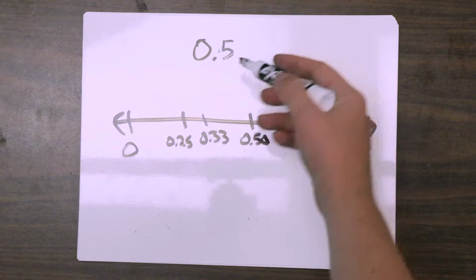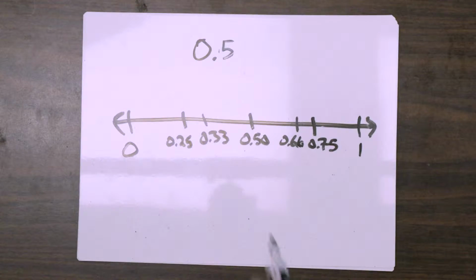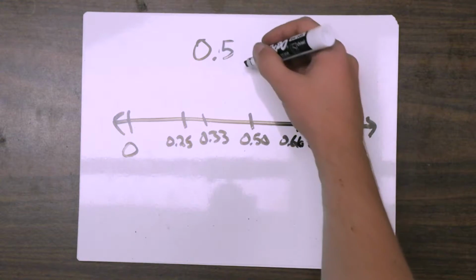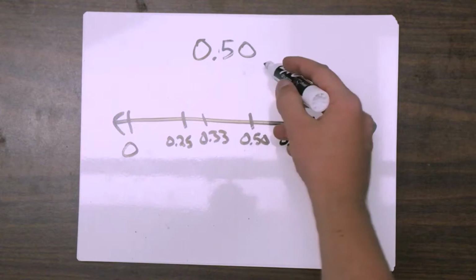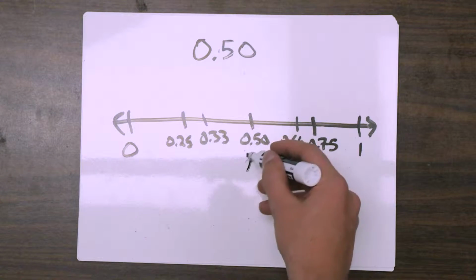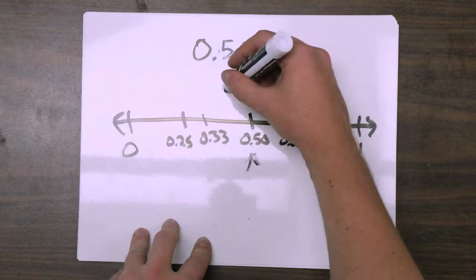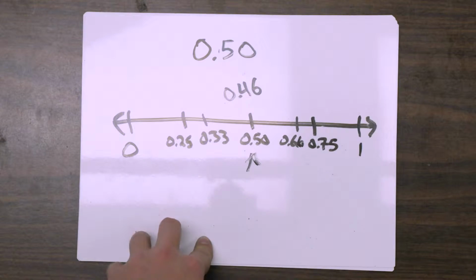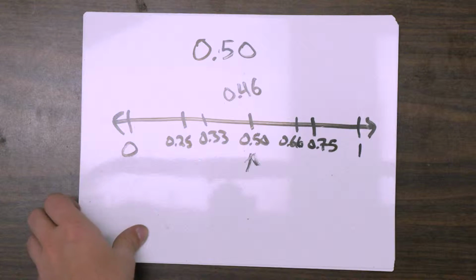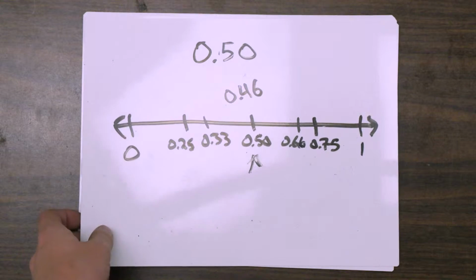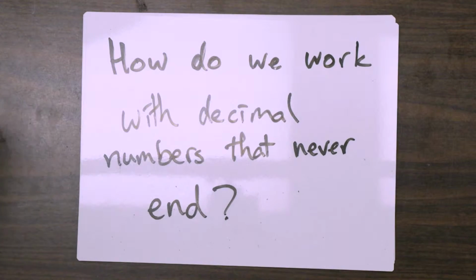Now, if there's nothing else after a number in a decimal, I can always just add zeros. I could keep adding zeros forever, but I'm going to stop right there. And so what I find is that 0.50, well, hey, there it is. So my original number of 0.46 is pretty close to 0.50. That's about an approximate value for 0.46. So that's one way we can use rounding numbers to help us understand the value of a decimal.